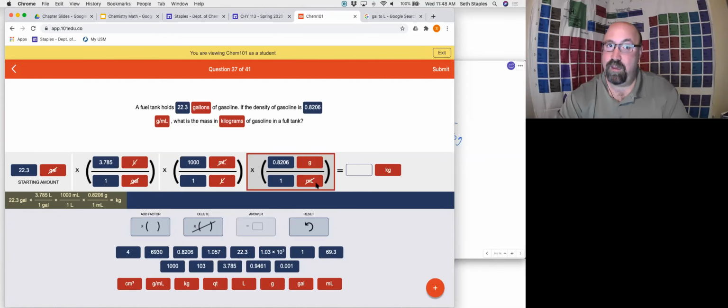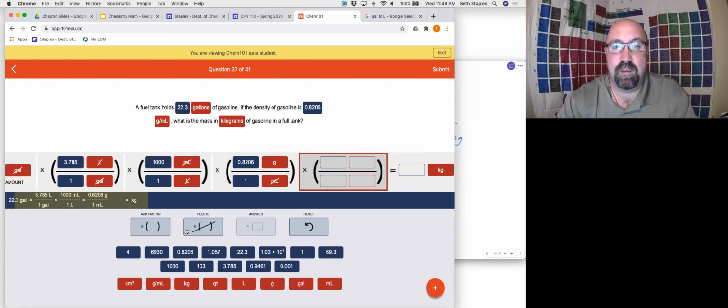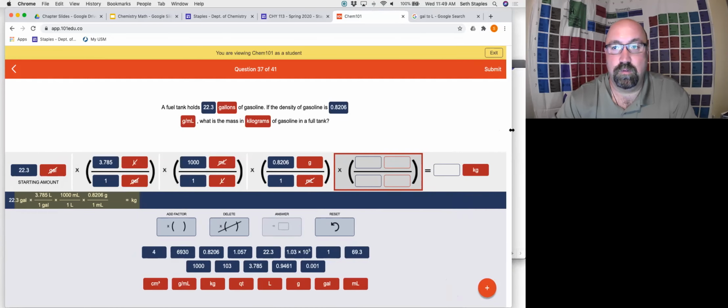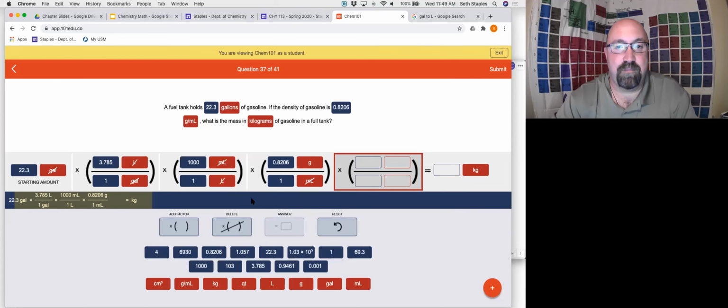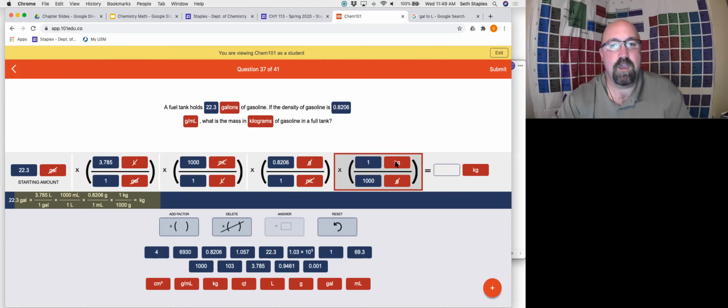Okay, we're almost there. Now we'd be at grams if we ended, but we want an answer in kilograms. So we have one last metric conversion to do. We want to go over to kilograms from grams. And so we know that there are 1,000 grams per 1 kilogram. And so we can see unit-wise that this works out. Our gallons cancel, our liters cancel, our milliliters cancel, our grams cancel. We're left with kilograms. Those are the units that we're looking for.